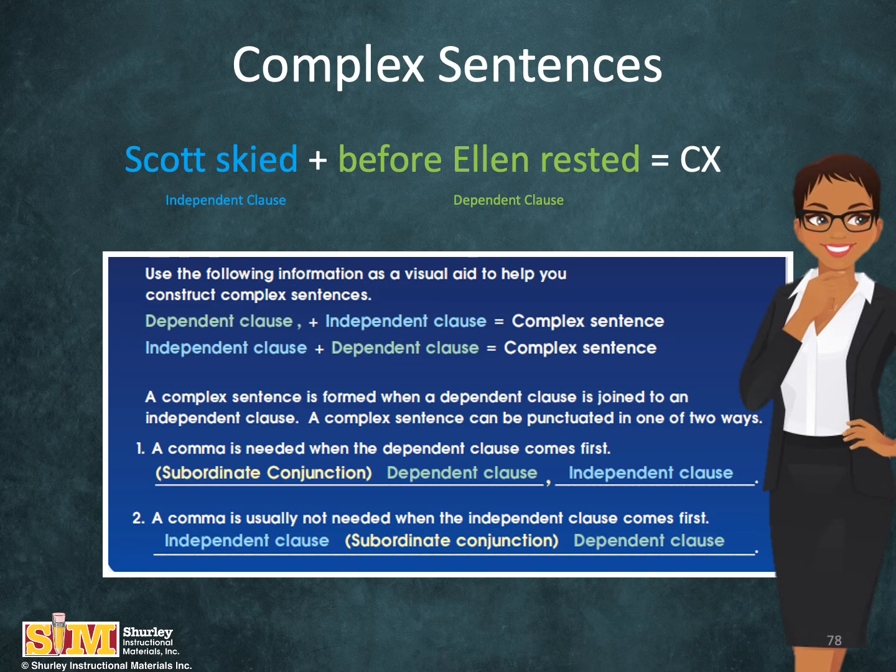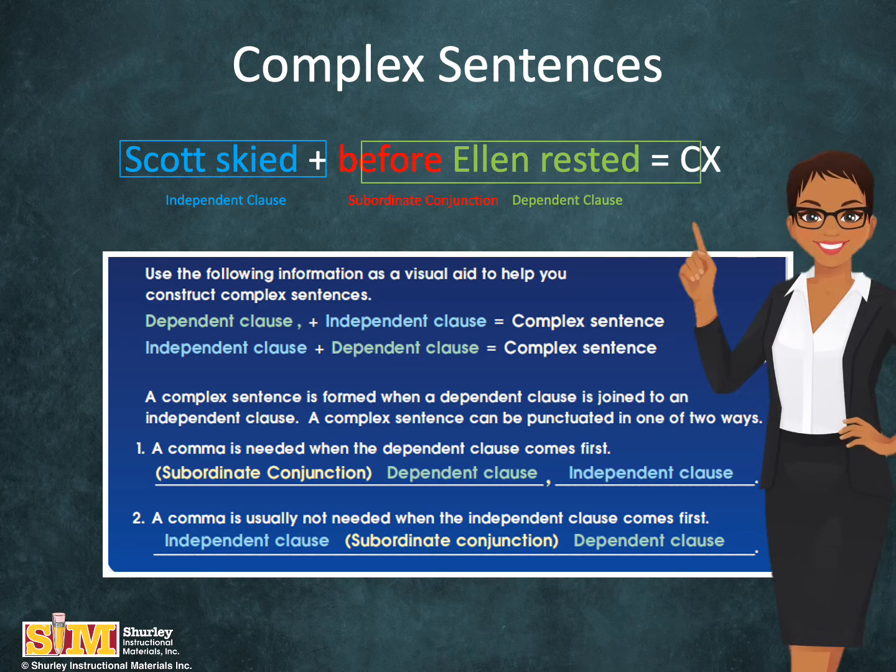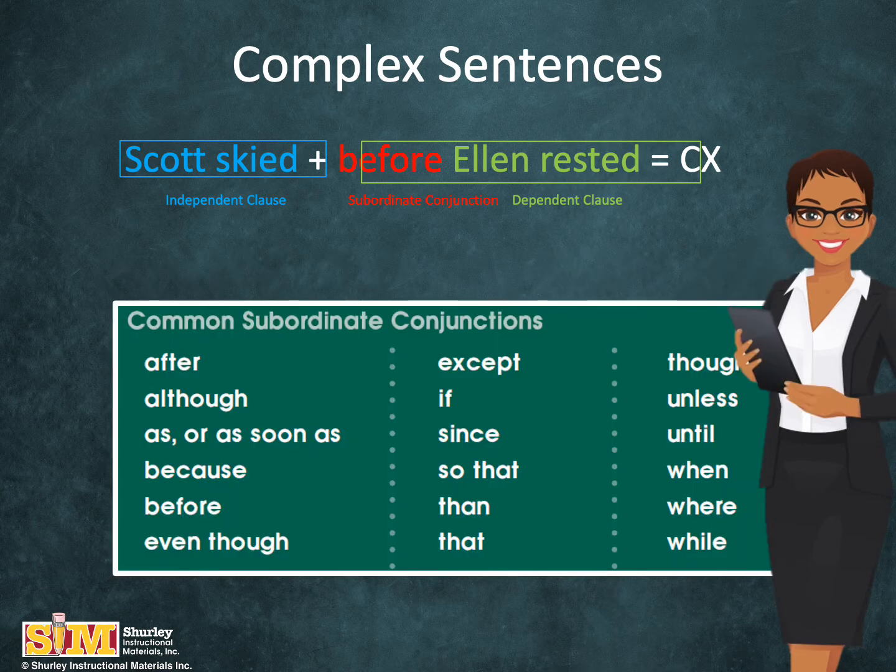Students learn that complex sentences contain an independent clause joined with a dependent clause. If a clause begins with a subordinate conjunction, it is called a dependent clause. It cannot stand alone as a sentence and needs to be combined with an independent clause to make sense. Here is a list of some common subordinate conjunctions.